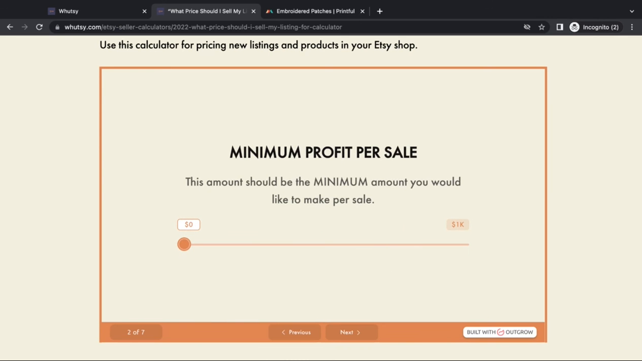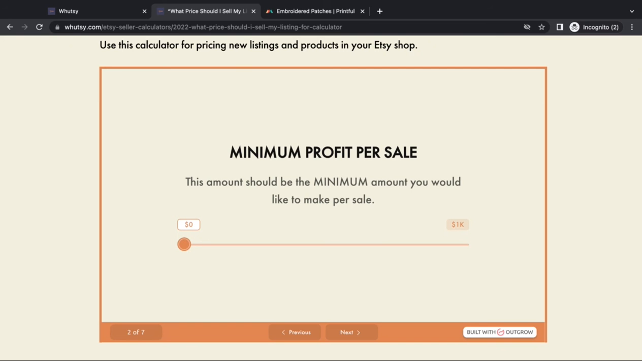Next is our minimum profit per sale. The absolute minimum amount of money we want to make when this listing sells. When we factor in offsite ads, when we factor in coupons and discounts, when we factor in what it costs to make the item, ship the item, package the item, this is the minimum amount of money we want to make to produce that item.